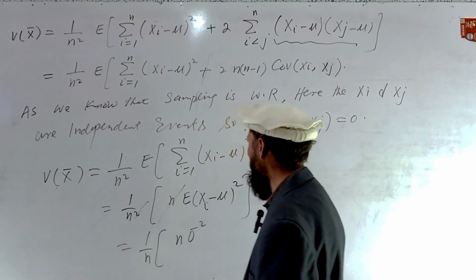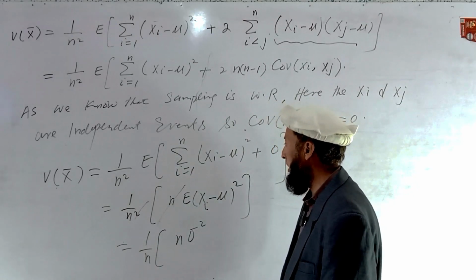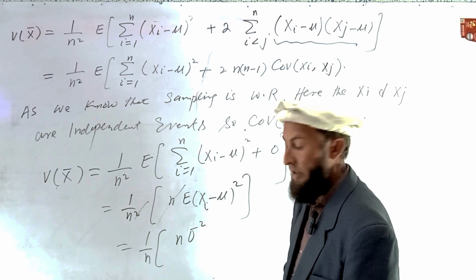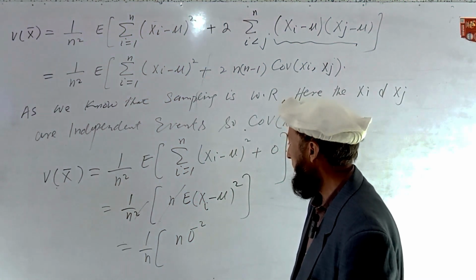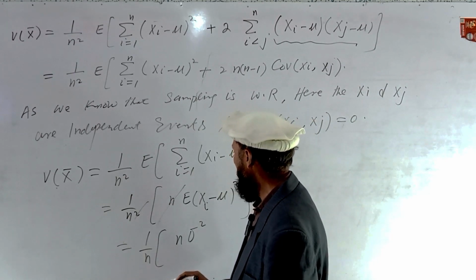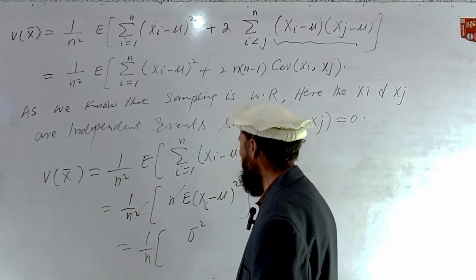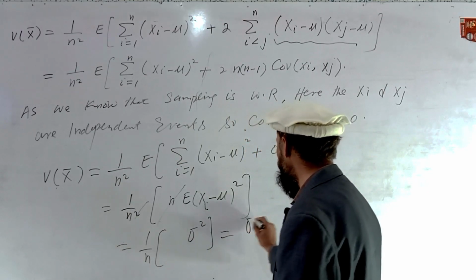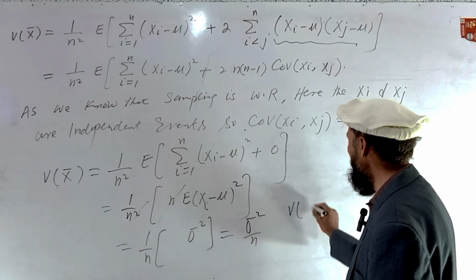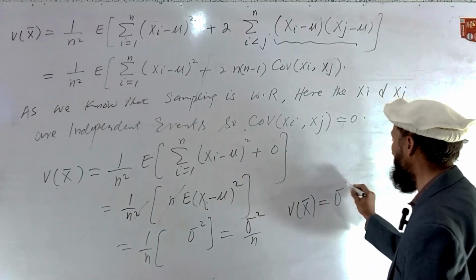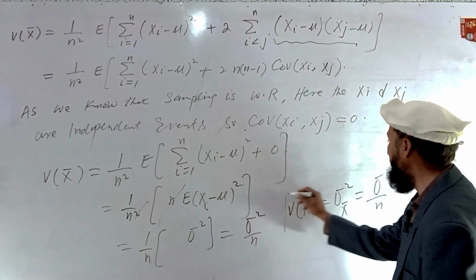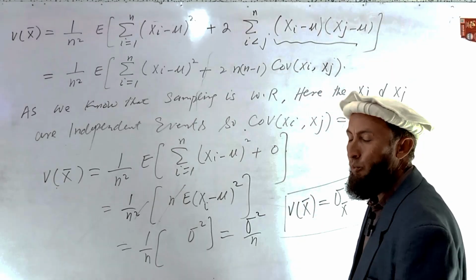So n sigma square divided by n square, that is also sigma square divided by n, which is the required proof that the variance of x bar is equal to sigma square divided by n, which is the required result in the case of with replacement.